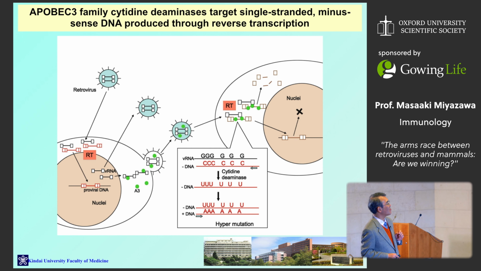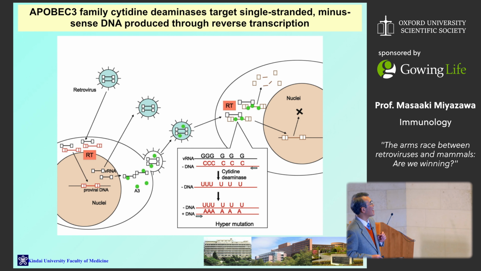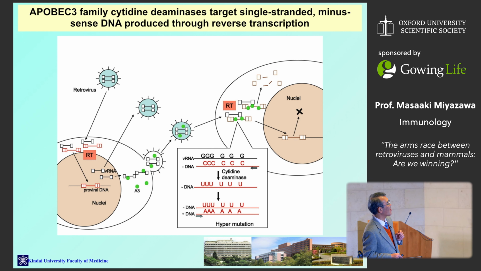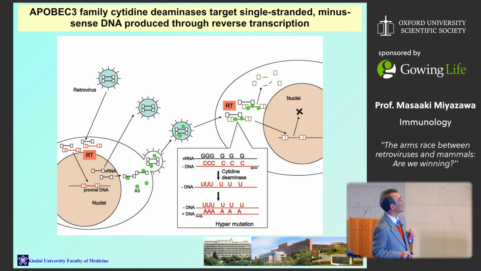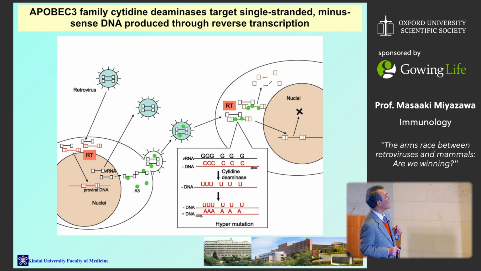The mechanism for the carrying of ApoBex3 to the viral particle is that this ApoBex3 protein interacts with the viral RNA and goes into the budding viral particles along with the viral RNA. And ApoBex3 works not in the initially infected cells, but it works in the next target cells through this mechanism. Okay, so the ApoBex3 goes into the next target cell of infection along with the viral RNA.